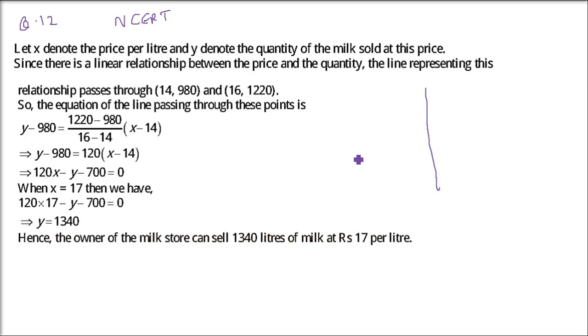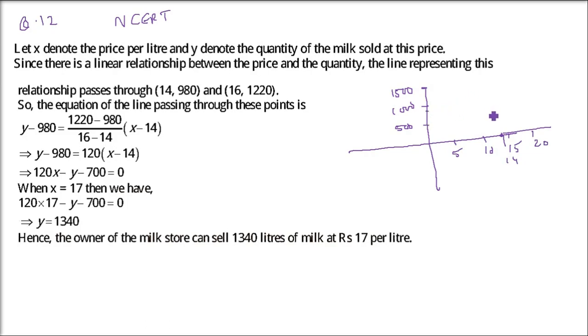Now let me explain it using a coordinate axis. Now the question is saying, let me divide the intervals what we want to have. Since it is 14, 16 and 17, let us divide it into the division of 5, 10, 15, 20. Now if he is selling at 14 per liter, he can sell 980 liters. Let us divide this as 500, 1000 and 1500. So at 14 you are going to get 980.